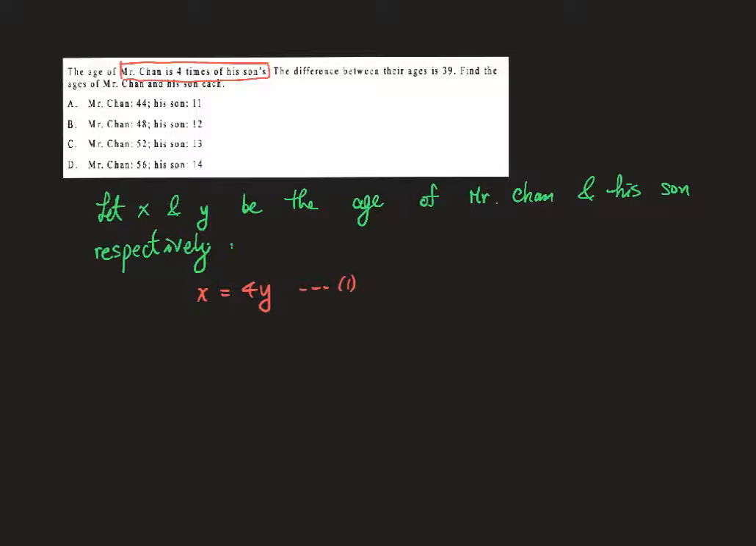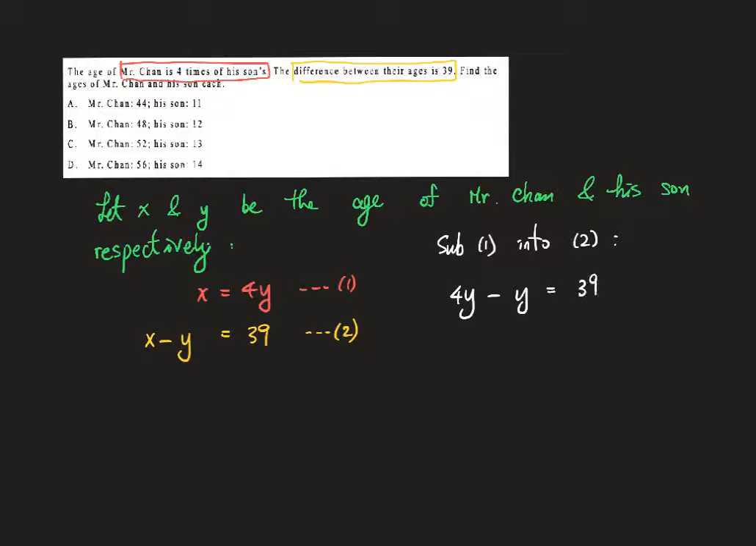And the second condition is the difference between their ages is 39. So x minus y equals 39. And then the next step, again, I need to solve the simultaneous equations. This time, I will use the method of substitution. By substituting 1 into 2, then 4y minus y equals 39. And y is equal to 13.